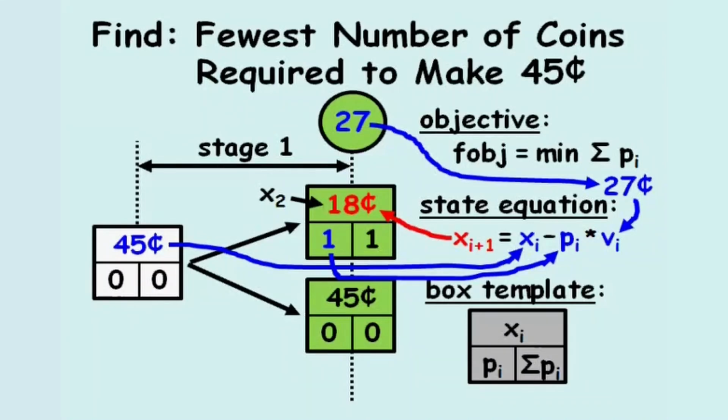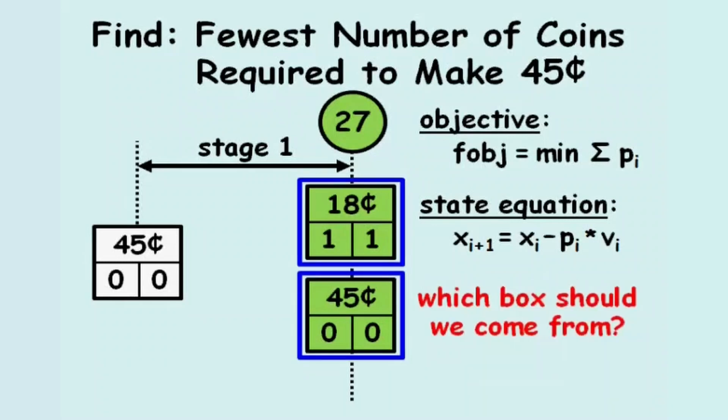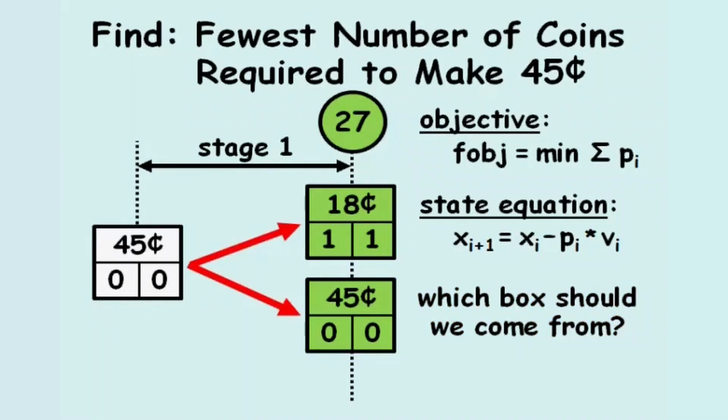In the forward-reaching dynamic programming algorithm, we start at each value of the state variable x i+1, which is x2, and ask the question: which value, or box, in the previous state should we come from, which will reduce our state variable to 0 cents, yet minimize the number of coins used. For this first stage, there is only one box to come from, so the decision is trivial.